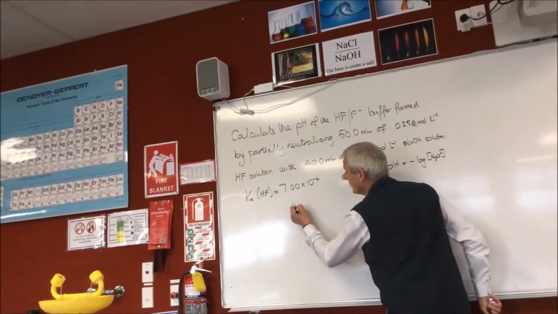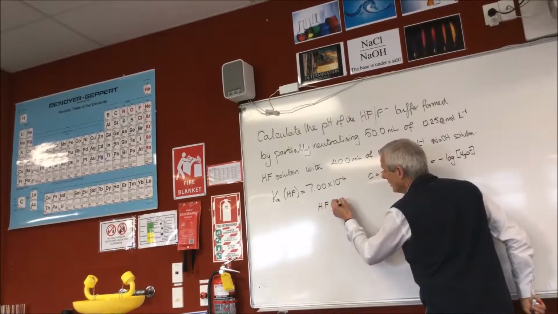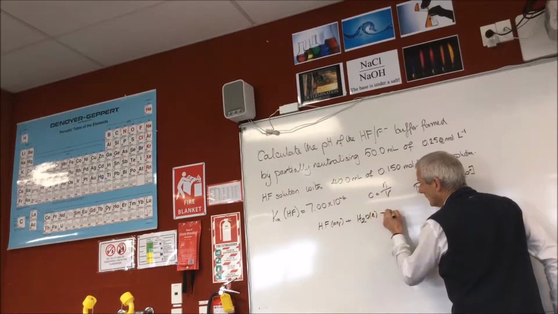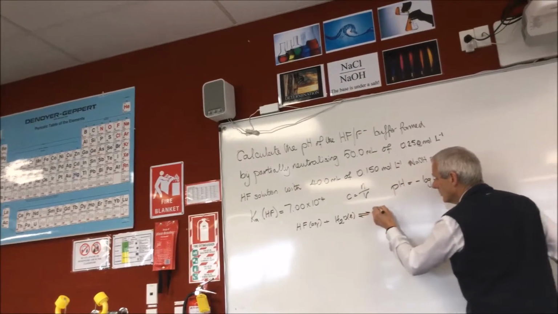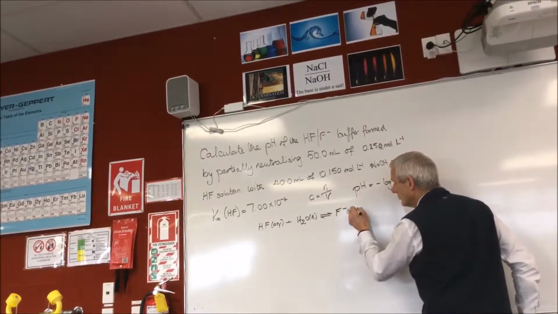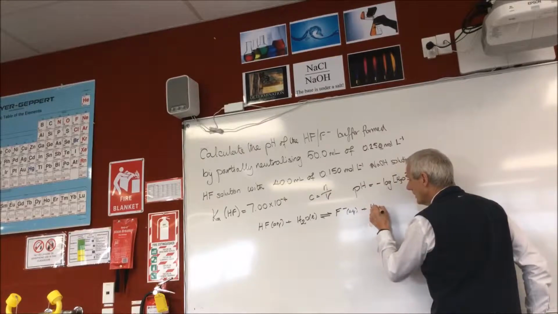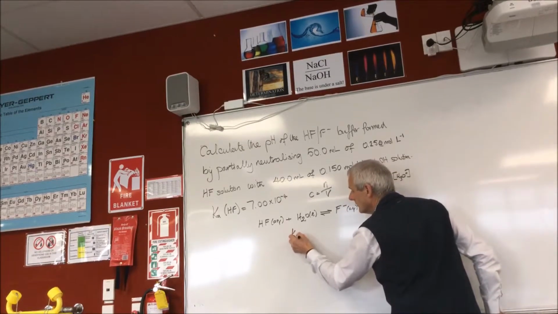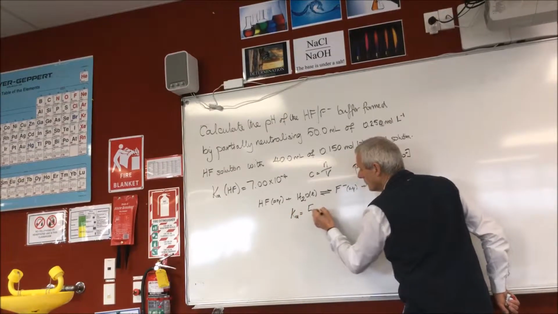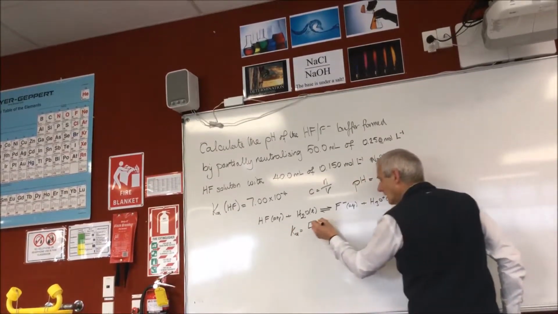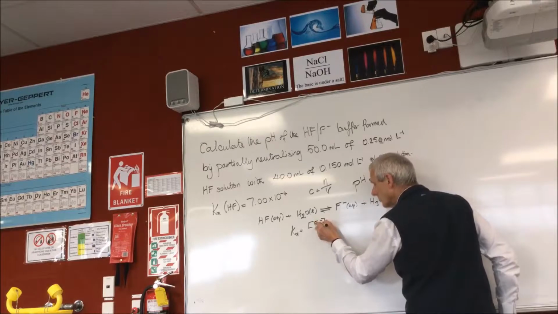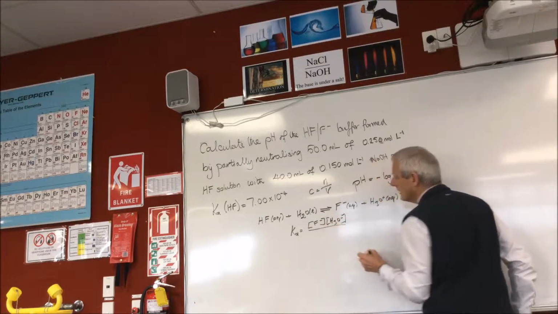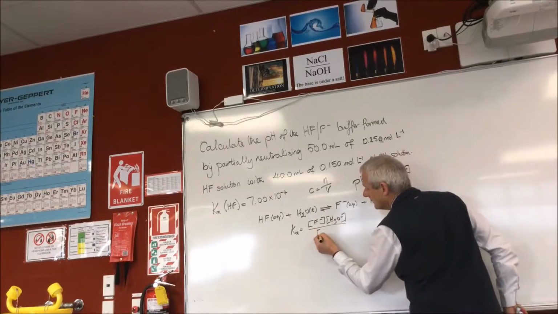So we've got HF in water, and we form the conjugate base F minus in small quantities plus H3O plus, and Ka for this is equal to the concentration of F minus times H3O plus over HF.